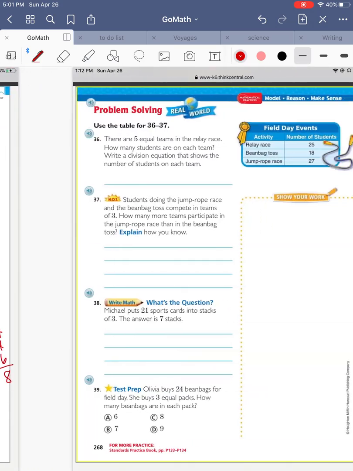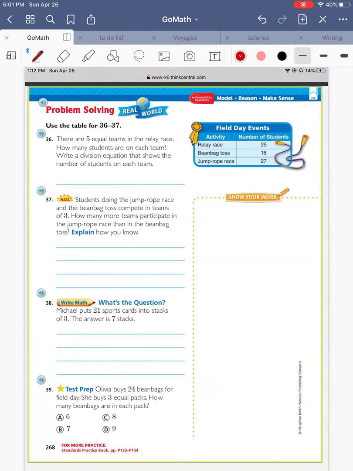And then the last page for today, you need to look at the table, and it has activities for the field day events and the number of students that can do it. Number 36, there are 5 equal teams in the relay race. How many students are on each team? Write a division equation that shows the number of students on each team.